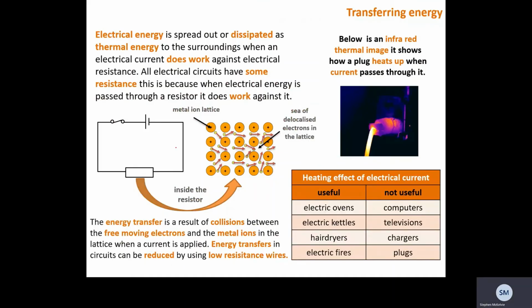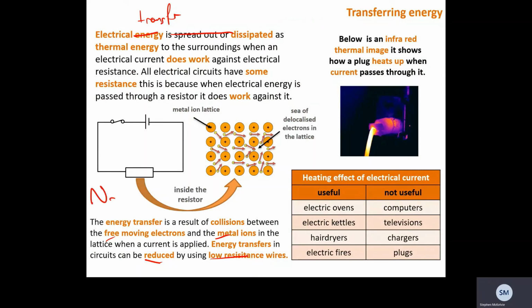Electrical energy. Right. Electrical transfers cause dissipation of thermal energy to surroundings when an electrical circuit does work against electrical resistance. All electrical circuits have some resistance. This is because when electrical energy is passed through a resistor, it does work against it. The energy transfer is a result of collisions between free-moving electrons and the metal ions in the lattice. When a current is applied, energy transfers in circuits can be reduced by using low resistance wires.